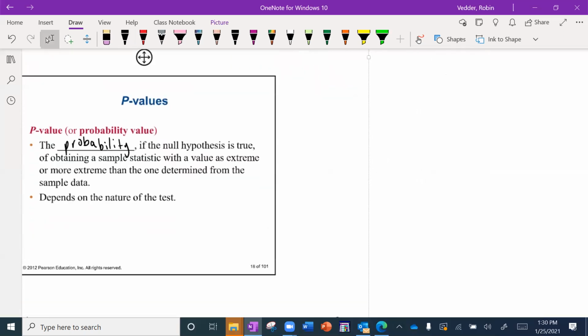Step 4, calculate a p-value or a probability value. It says the probability, if the null hypothesis is true, of obtaining a sample statistic with a value as extreme or more extreme than the one determined from the sample data. And it says it depends on the nature of the test. We'll talk about different types of tests we can do, but just know that a p-value is a probability of finding the null value outside of what your alpha is.